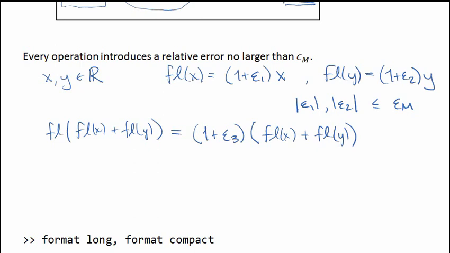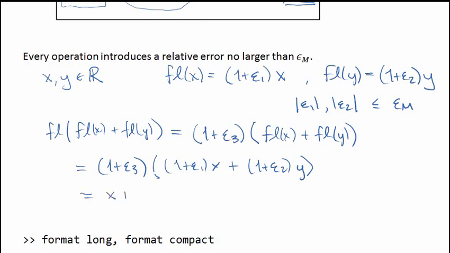So now we have to substitute those in. We get 1 plus epsilon 3 times (1 plus epsilon 1)x plus (1 plus epsilon 2)y. Now we have to start doing some rearranging. There is an x plus y in there somewhere. There is an epsilon 1 x plus epsilon 2 y. And then there's all of that again times epsilon 3.